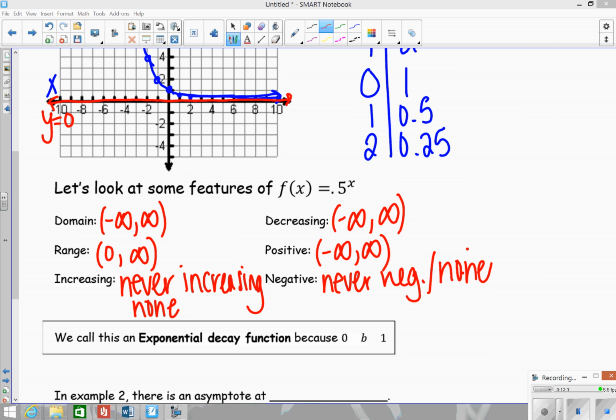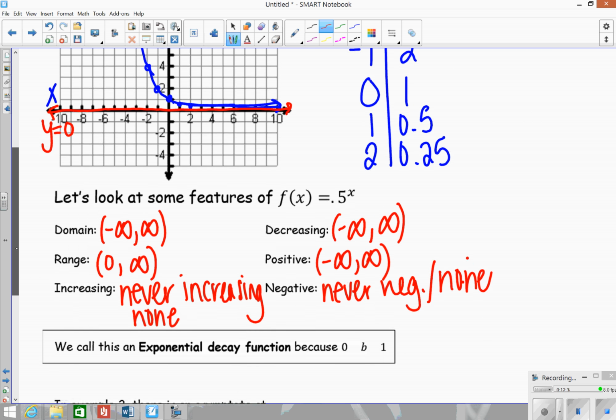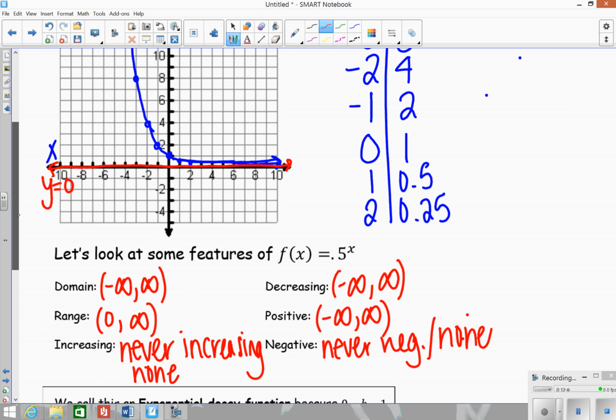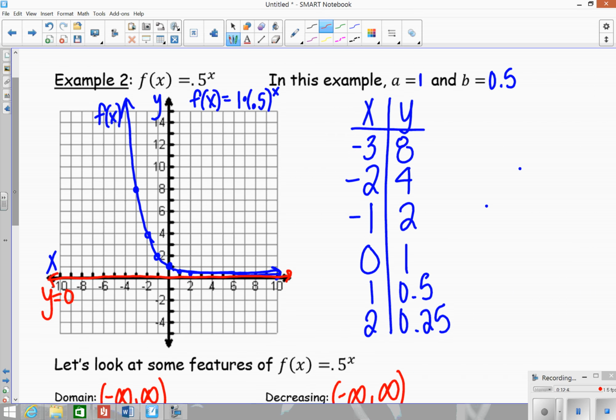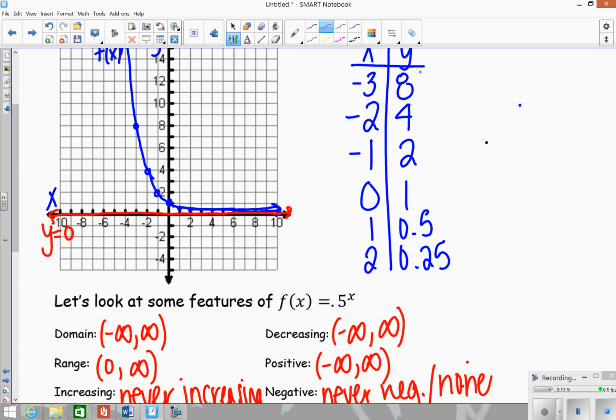So then this graph, because it's always decreasing, is called an exponential decay. If you look, the difference was this b value right here. This b value was a fraction or a decimal, because you could have rewritten this as 1/2. Since it's a decimal, that tells me that it's decaying. It's always decreasing, and if you look at your y values, they're always getting smaller and smaller as you increase x.